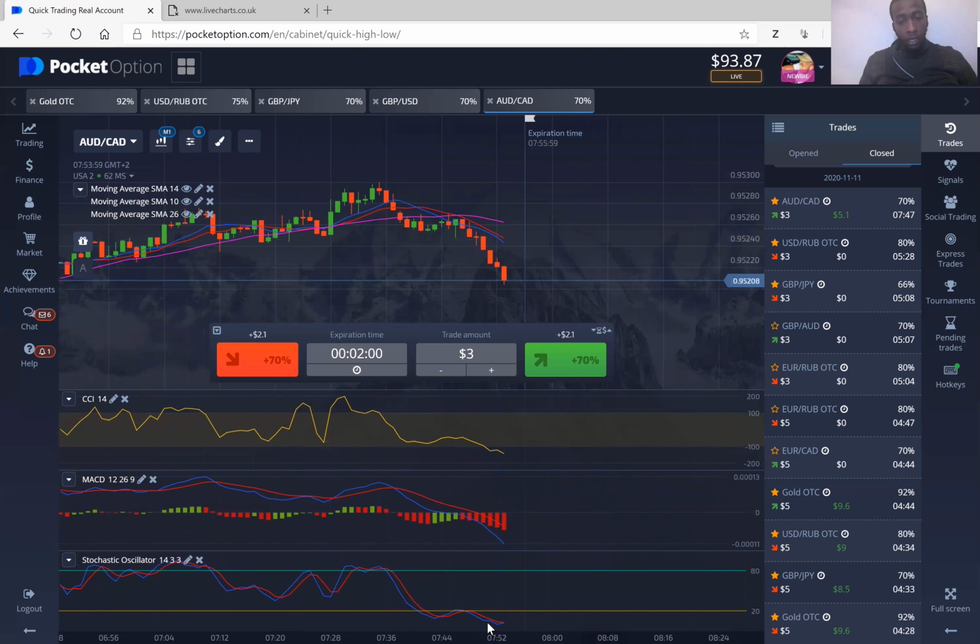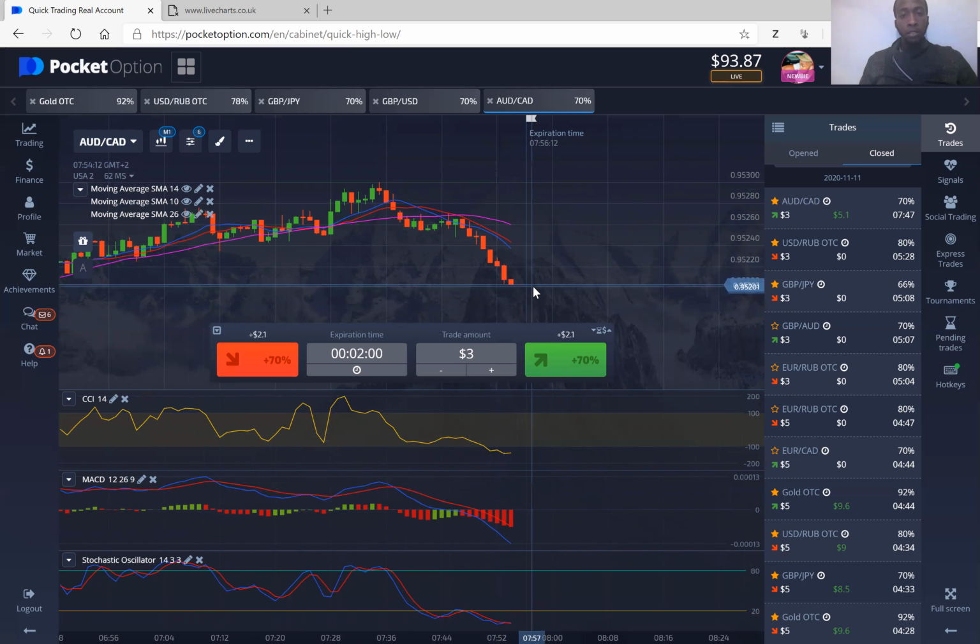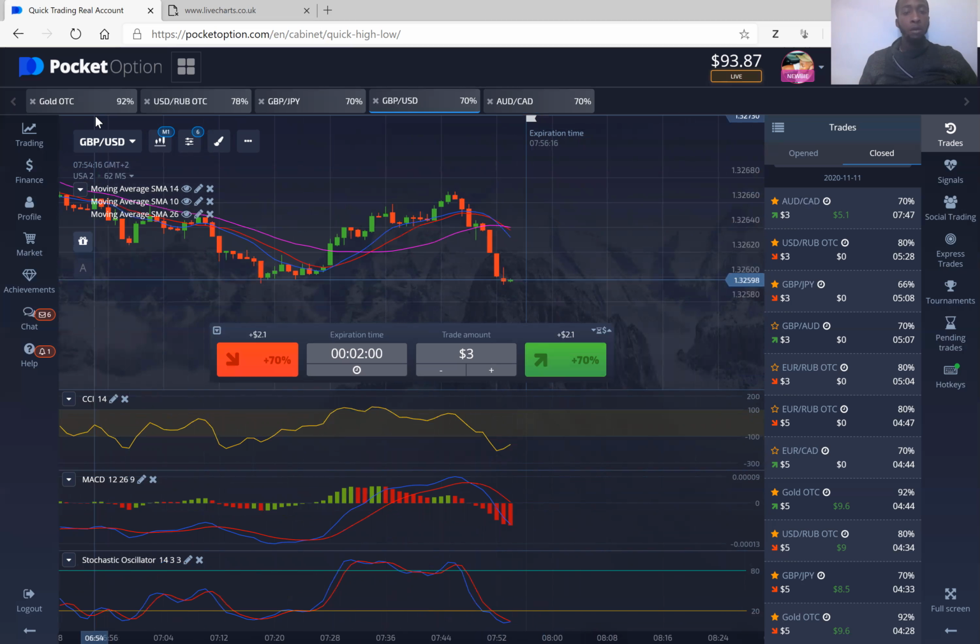See how AUD CAD is starting to curve above. We got that cross right there. See, the first cross happened on stochastic below support. This is setting up for that buy too. AUD CAD setting up for that buy as well.